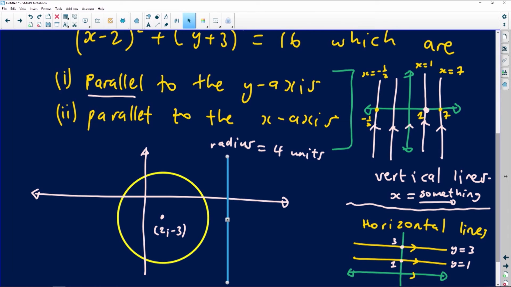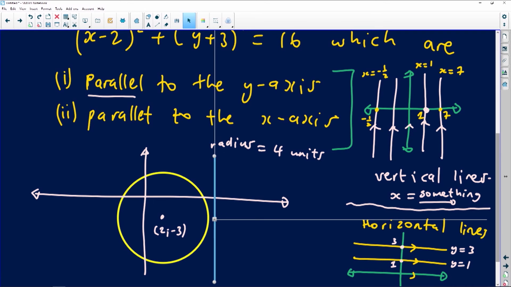So what am I going to do? I'm going to move it. We're going to move it until it becomes a tangent to the circle. This is me trying to be fancy by using technology wisely. So there it is. Now it is a tangent.